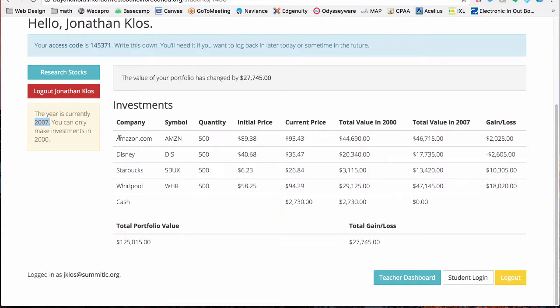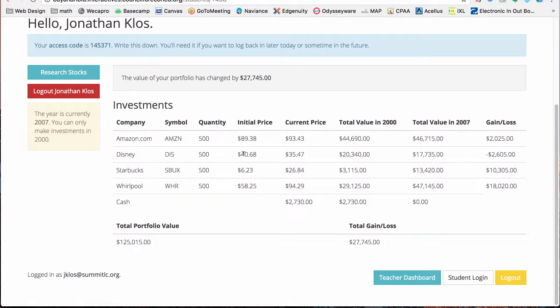Now what has happened? Well, with Amazon, we initially were at $89.38. What is its current price? Whoa, it's gone back up. So it went from 89 when we bought it to now 93. So if we didn't panic, if we actually held on to our Amazon.com stock, even though it went way down in 2002, 5 years later, now it's back up, and now we've actually made a little bit of money compared to when we first invested.